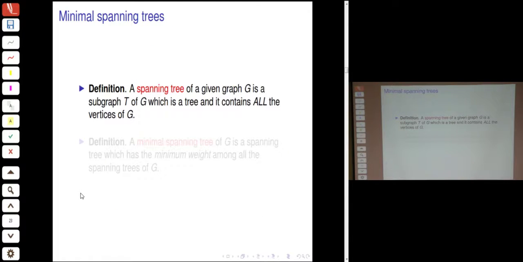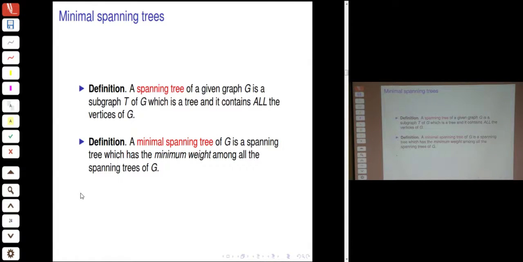Now this is our second main item of today. We are looking at spanning trees. Here's the definition. You can guess from the name. You call it a spanning tree for a reason. Definition: a spanning tree of a given graph G is a subgraph T, T for tree, of G, which is a tree, and it contains all the vertices of G. Somehow it spans the whole graph. It didn't miss any vertices.